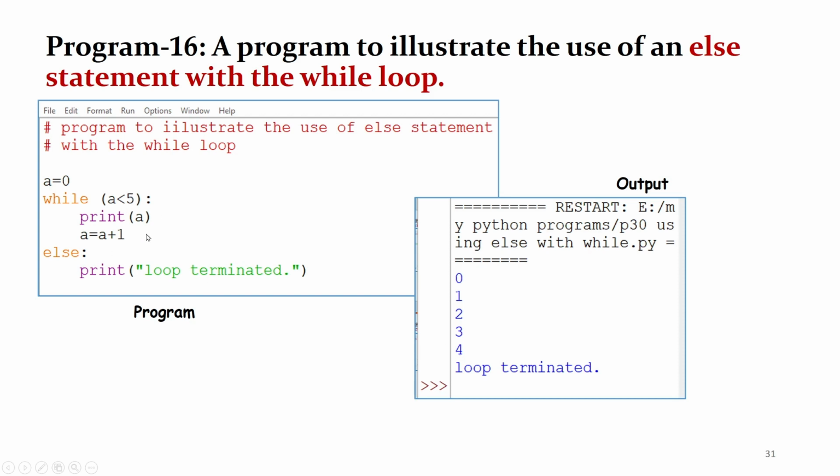Now as it becomes 5, this condition becomes false. It will not execute the print statement. Now it will come to the else part. What does the else part say? Print loop terminated. So the loop terminated statement is printed now.